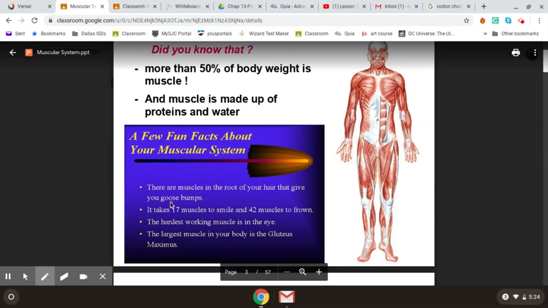It takes 17 muscles to smile and 42 muscles to frown. So you actually use more muscles when you're sad than you do when you're happy. So it's harder to be sad than it is to be happy, or it requires more work.